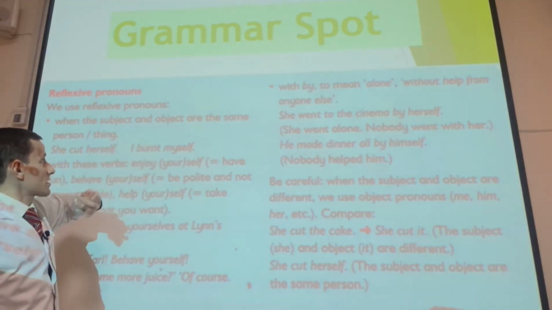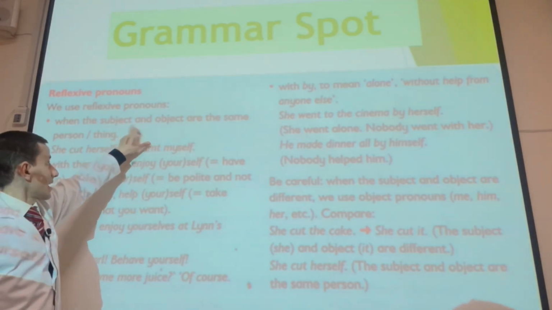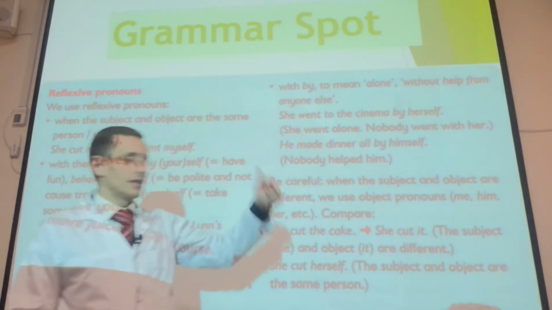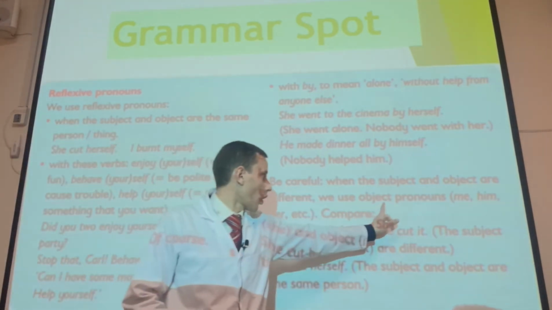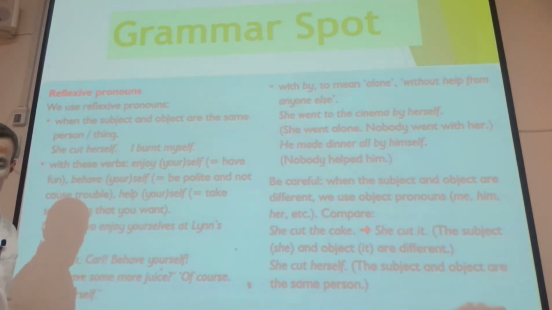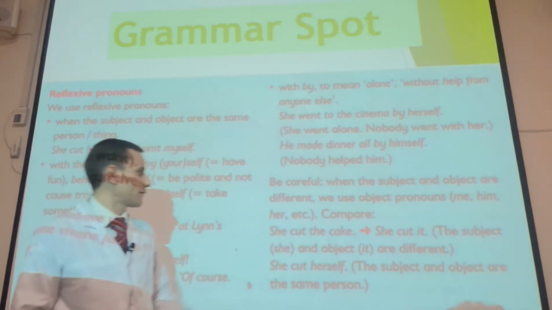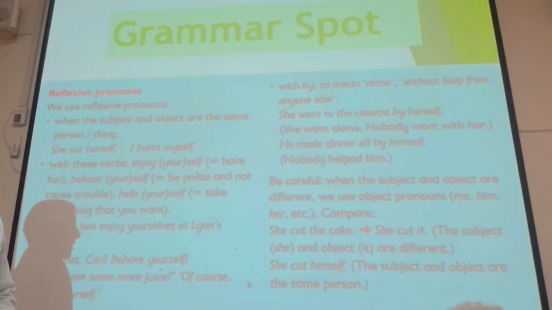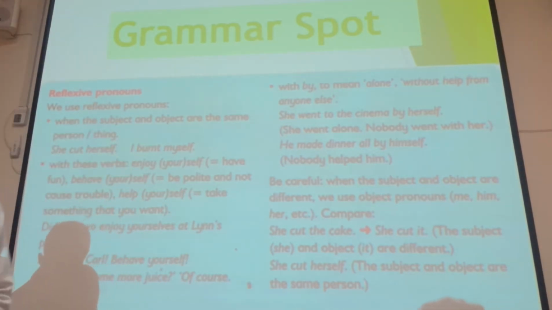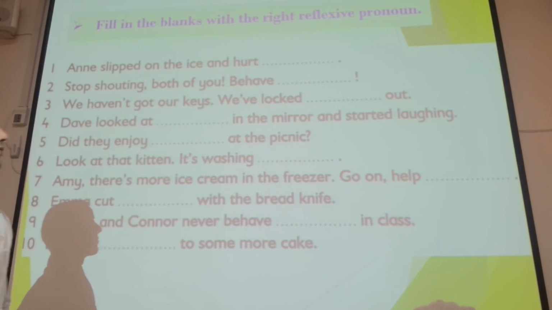So be careful. If we go back to the first rule, when we are going to use reflexive pronouns, when the subject and object are what? The same. So when they are different, we cannot use them. What do we use? We use object pronouns. So I have the example here. She cut the cake. She cut here herself? No, here we have something different. She cut the cake. She cut it. It's not like she cut herself. Fine?